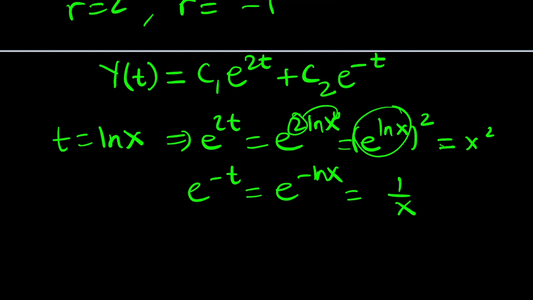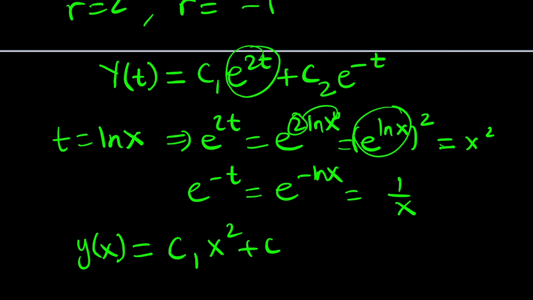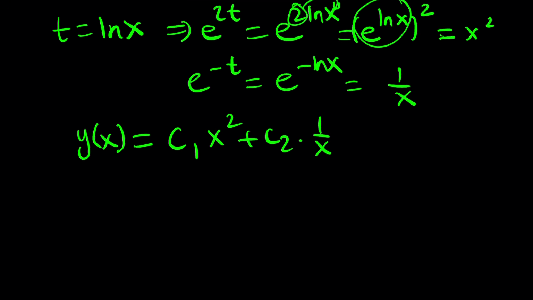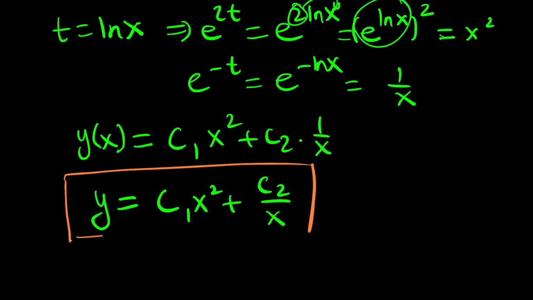So how do you put it together? Well, the y of x at the end is just going to be made up of these two. c1, this becomes x squared, and c2 becomes 1 over x. Obviously, you can also write this as c1 x squared plus c2 divided by x. So that would be the solution for y, and again, y is a function of x at the end.